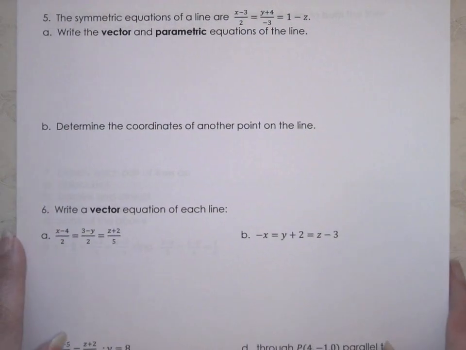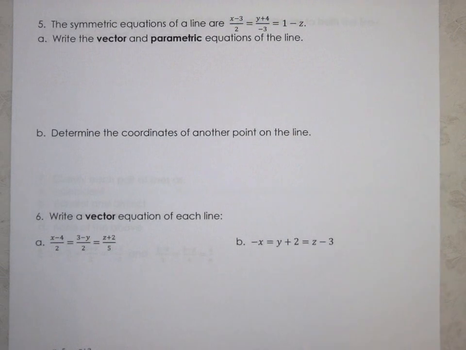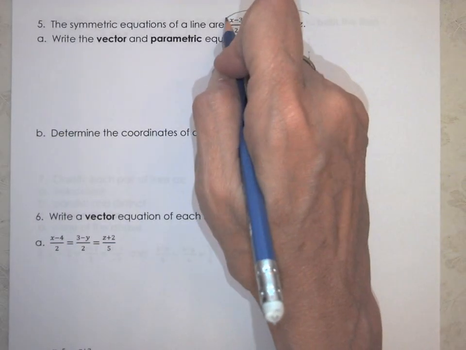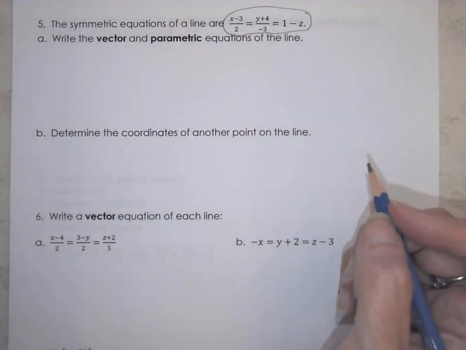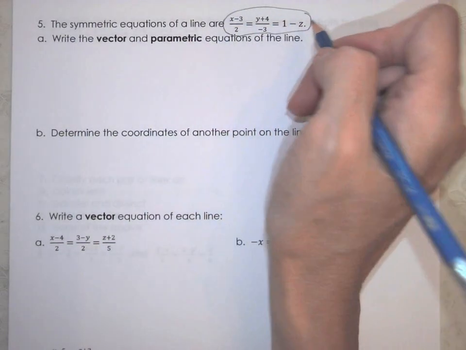So question 5, the symmetric equations of a line are given as x minus 3 over 2 equals y plus 4 over -3 equals 1 minus z. And it wants us to write vector and parametric equations of the line. So the first thing you always do is you ask yourself whether this really is in symmetric form or not. Okay? And to be in symmetric form, x, y, and z have to be first.